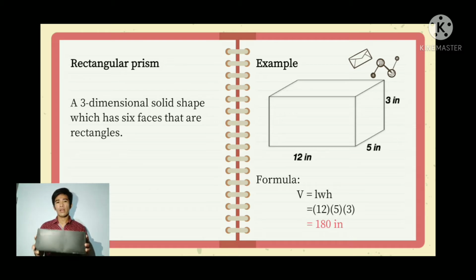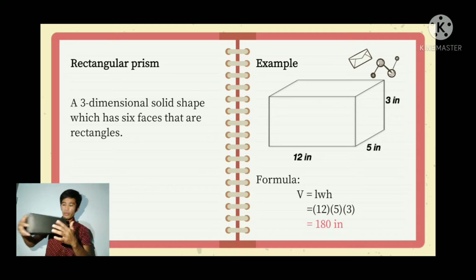So the rectangular prism is composed of 6 rectangular faces. The first one is the front face, and here the back face, the opposite, and of course the top face and bottom, and the right and left face. So example.